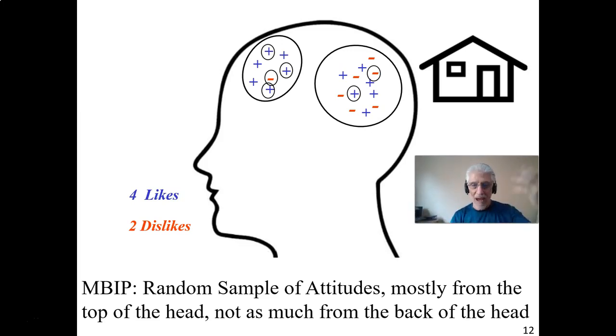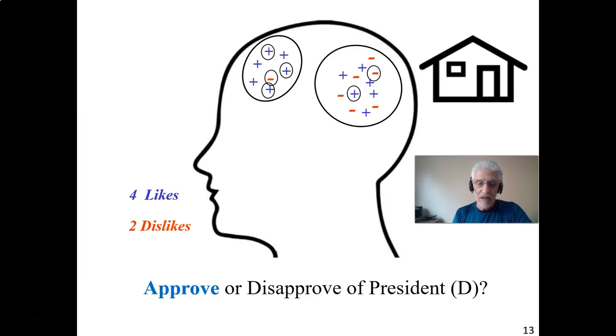And when you total up everything that they sampled from the top of the head and the back of the head, they sampled 4 things they like about the president. They sampled 2 things that they didn't like about the president. And so now they're prepared to give an answer. And they say, I approve of the job the president is doing. This is the memory-based model. This is how it works.